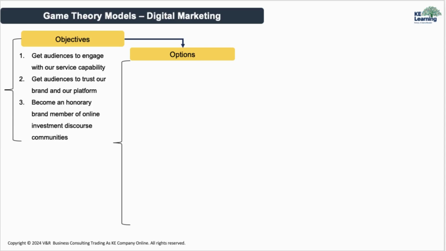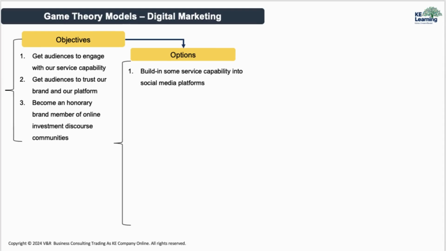Okay, so now we have to go into exploring our options. The first option we explore is to build some of our pooled property investment capability into social media platforms where our audiences are actively engaging our content.